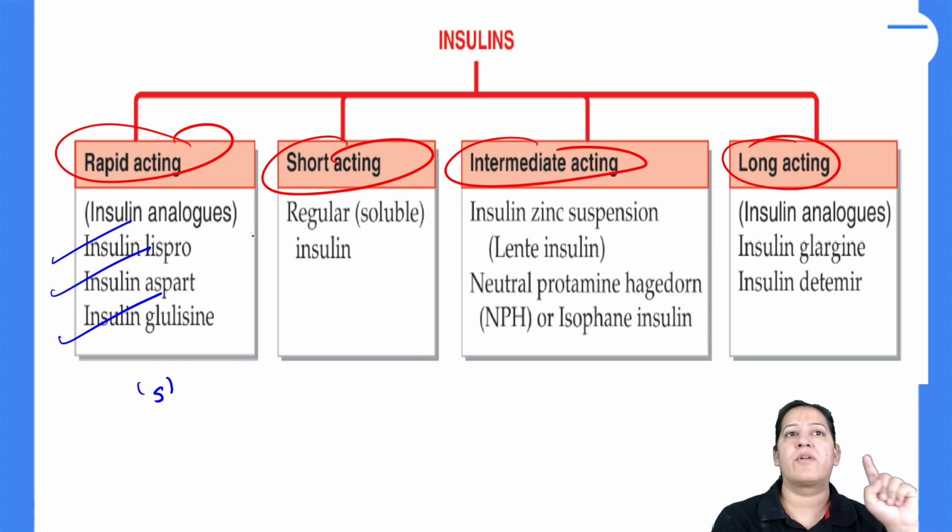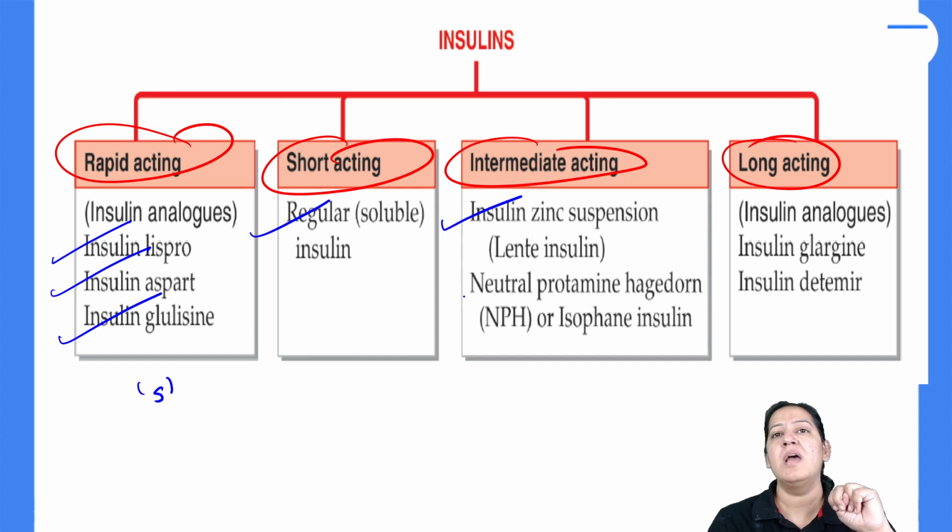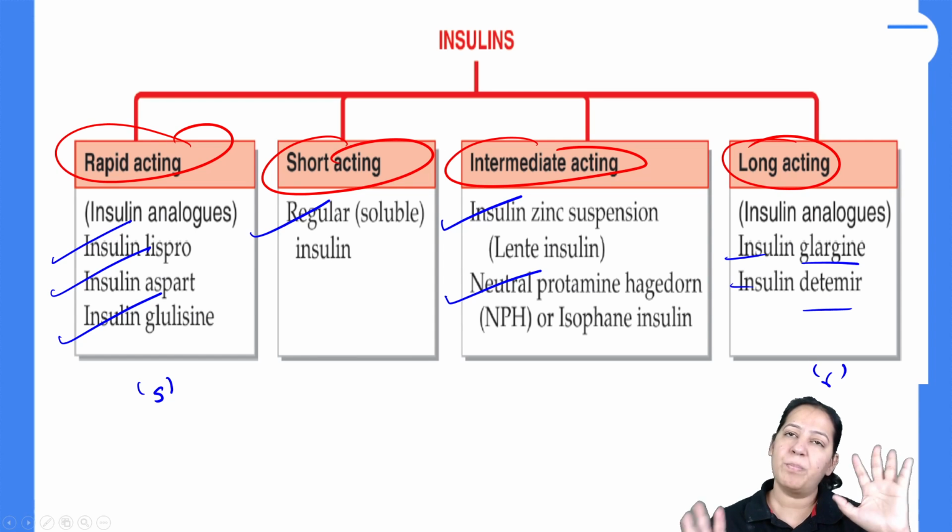Short acting is only one: Regular. Intermediate, again two: insulin zinc suspension and neutral protamine Hagedorn. And long acting, again are of two types: insulin glargine and detemir. They have R in them. Right. So please learn the names.